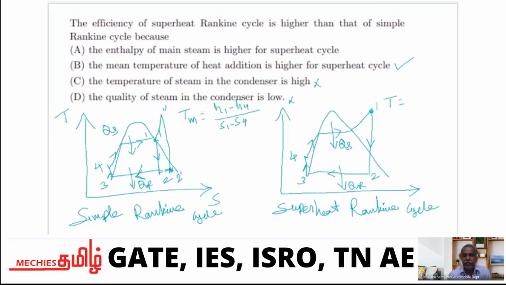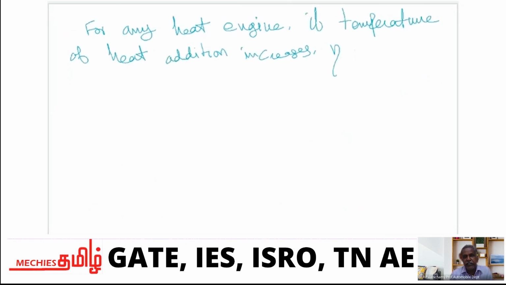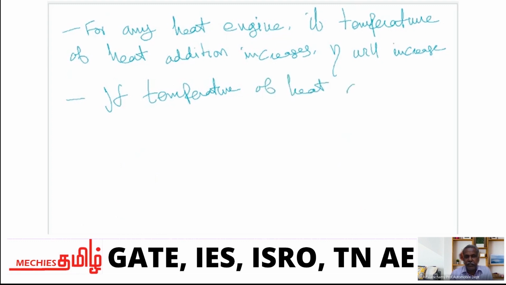For this cycle, let it be 1 dash, 2 dash. H1 dash minus H4, divided by S1 dash minus S4. Since the temperature of the steam is increased in the superheat, the mean temperature of heat addition increases. In any heat engine, if the temperature of heat addition increases, efficiency will increase. This is one point. If the temperature of heat rejection decreases, efficiency will increase. So these two points are important.